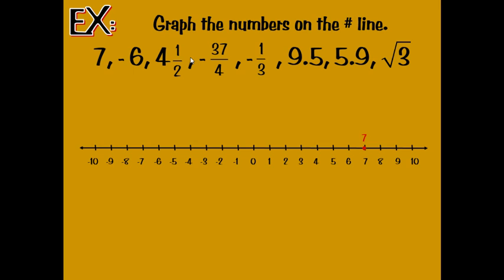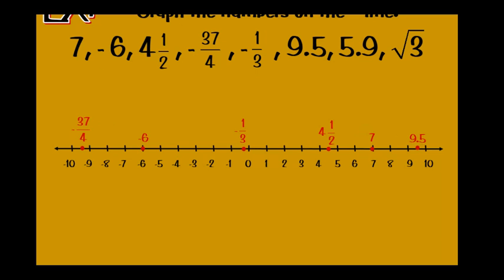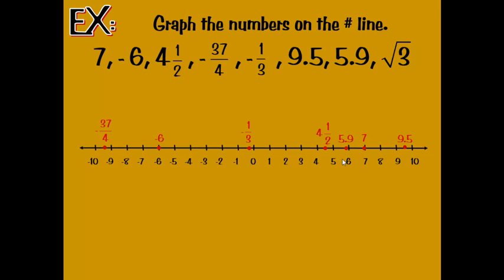Pretty sure you guys got that one right. Pretty sure you guys got negative 6, right? That's 4.5, so it's between 4 and 5. Negative 37 over 4. Okay, you have to do division there. That's negative 1 over 3, which is 0.33. Negative 0.33. Now that's 9.5.